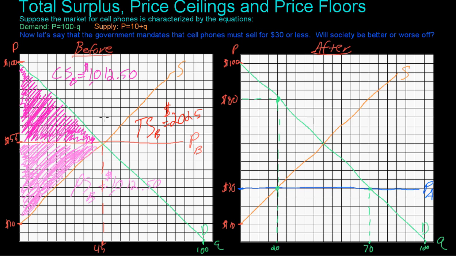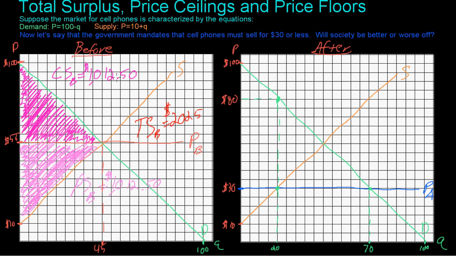Recall that total surplus is just consumer surplus plus producer surplus. We found consumer surplus as the area below the demand curve and above the price line, and producer surplus as the area above supply and below the price line at the market quantity.